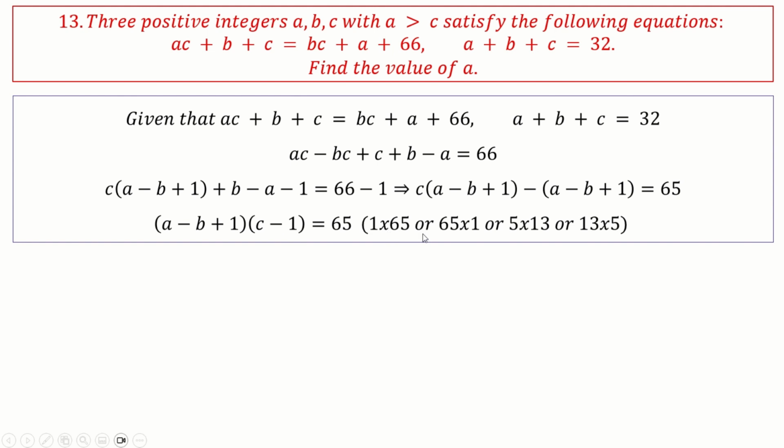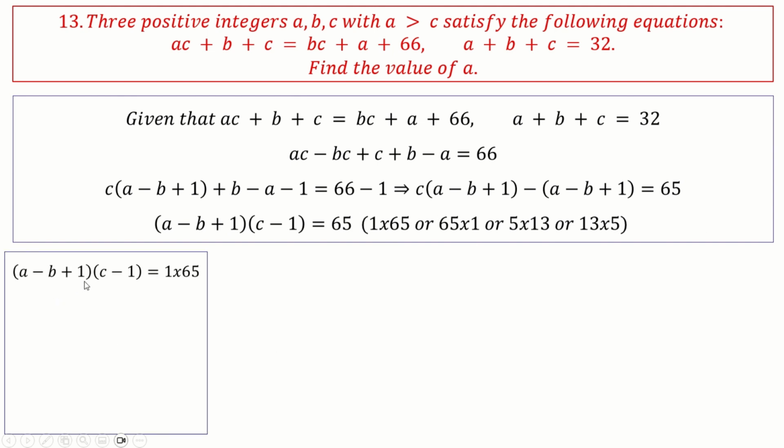65 can be written as these factors, right? These are all the possible factors. We have only four possible factors because 3 and 5 both are primes. Now look at the problem. These three are positive integers. So these are the only options you will get. You cannot have A minus B plus 1 and C minus 1 equal to any number other than these given here. So we get four cases, right? 1, 2, 3, 4 cases. Let's do them one by one.